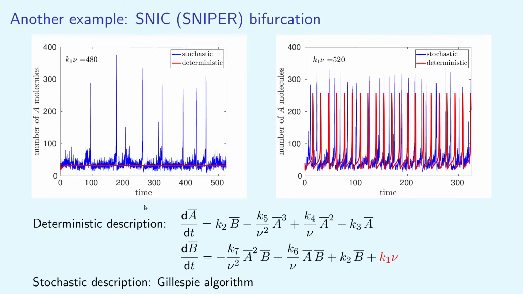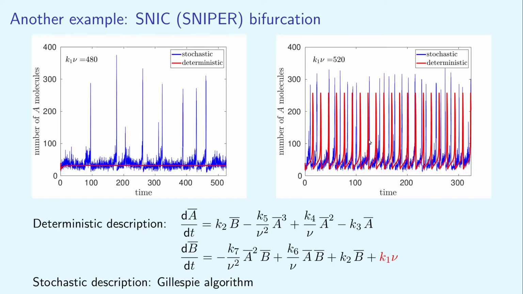We can also visualize the same trajectories as functions of time. Here I plot the time evolution of the number of molecules of A. This visualization again confirms that the deterministic model converges to the steady state for lower values of our parameter K1 nu, and the deterministic model has oscillatory solutions for larger values of K1 nu.